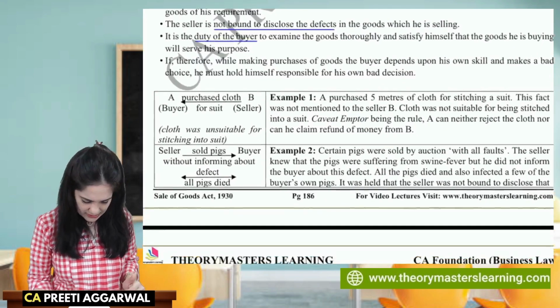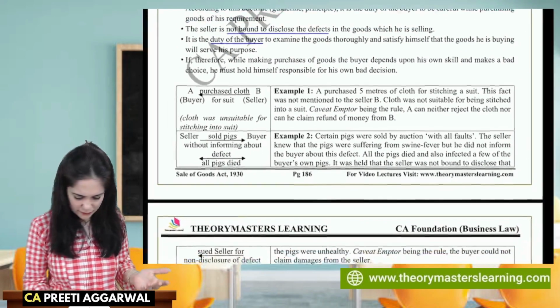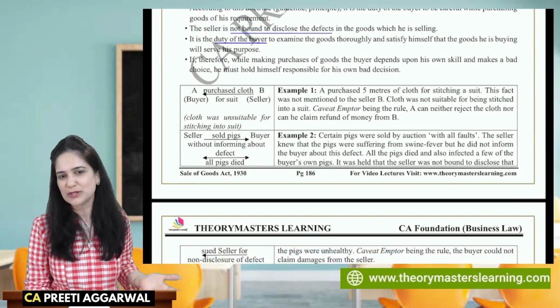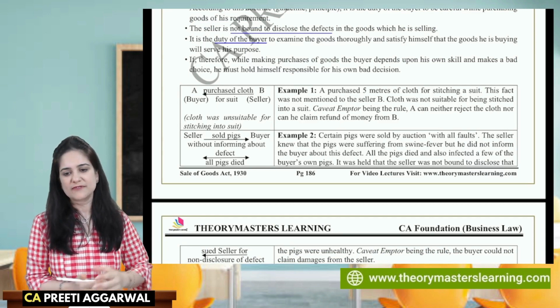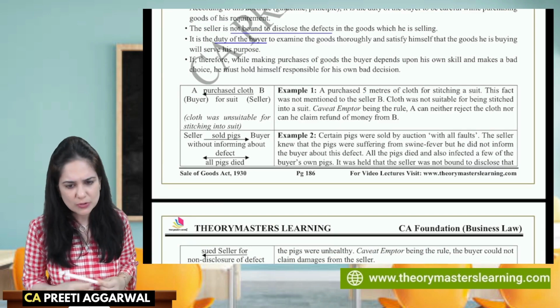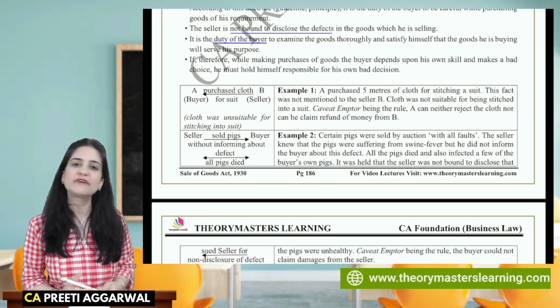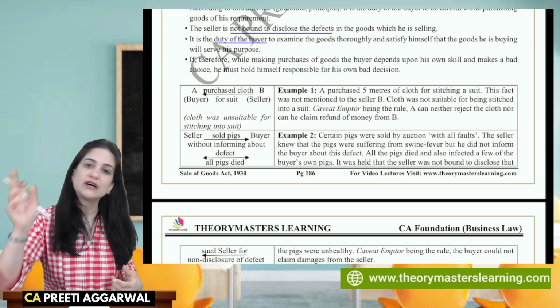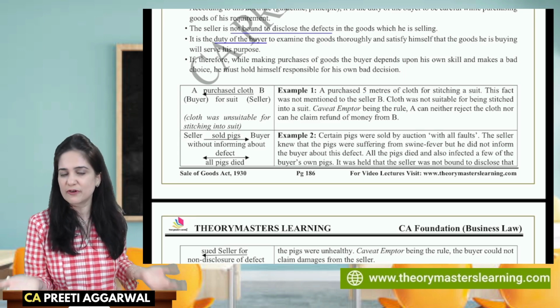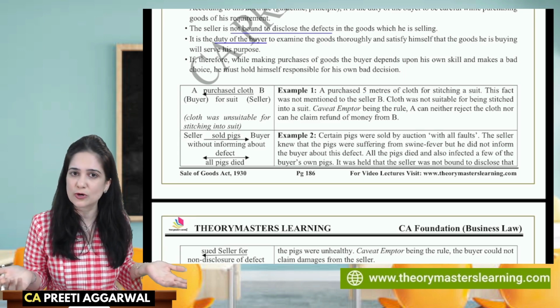There are examples like A purchased 5 meters of cloth for stitching. This fact was not mentioned to the seller. Cloth was found not suitable for stitching into a suit. So caveat emptor being the rule, A can neither reject nor can claim refund of money from B, because he should have checked the cloth before buying, whether it is suiting his purpose or not.